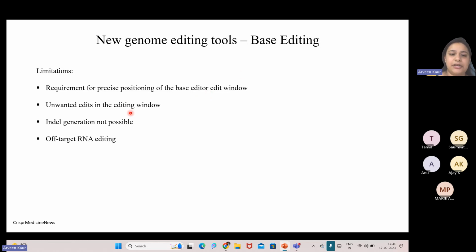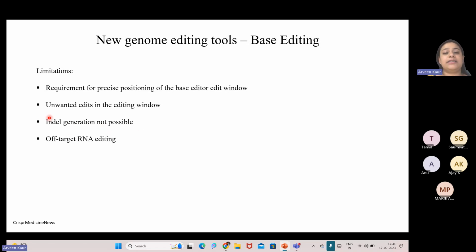Now, in that edit window, if there are multiple cytosines present and we just want to edit one cytosine, there will still be unwanted edits in other cytosines, right? Because we are giving a cytosine base editing deaminase, there will be other cytosines also that might be edited. So either you have to design it such that you have a minimal number of cytosines present in that target region, something like that, right?